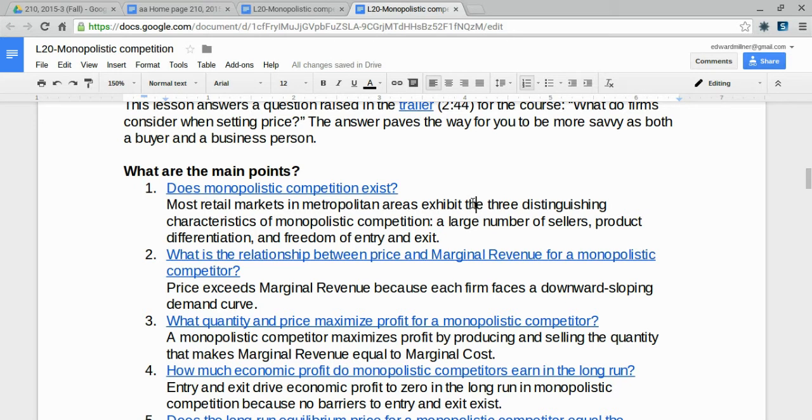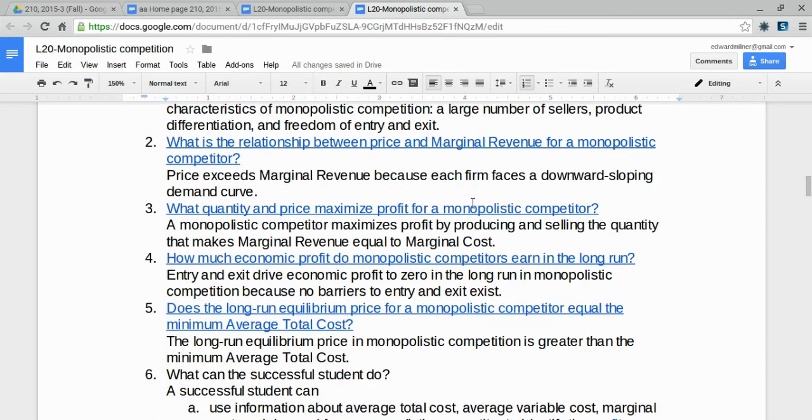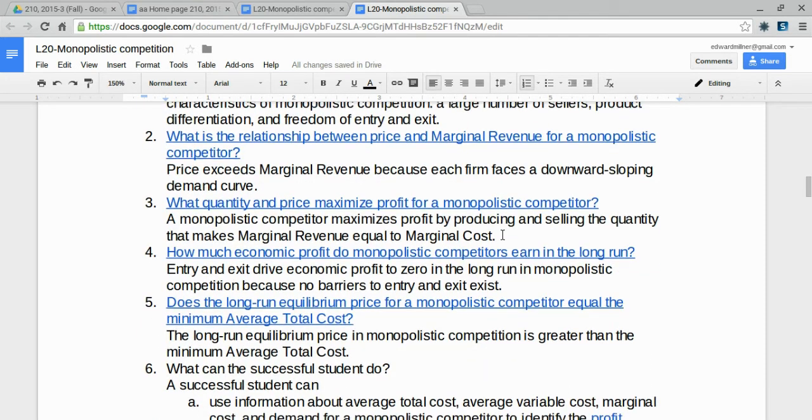In monopolistic competition, price exceeds marginal revenue because each firm faces a downward sloping demand curve. This means that a monopolistic competitor maximizes profit by producing and selling the quantity that makes marginal revenue equal to marginal cost. These pieces of monopolistic competition are what make it like a monopoly. Price exceeds marginal revenue, and the firm maximizes profit by making marginal cost equal to marginal revenue, and it winds up charging a price higher than marginal cost.